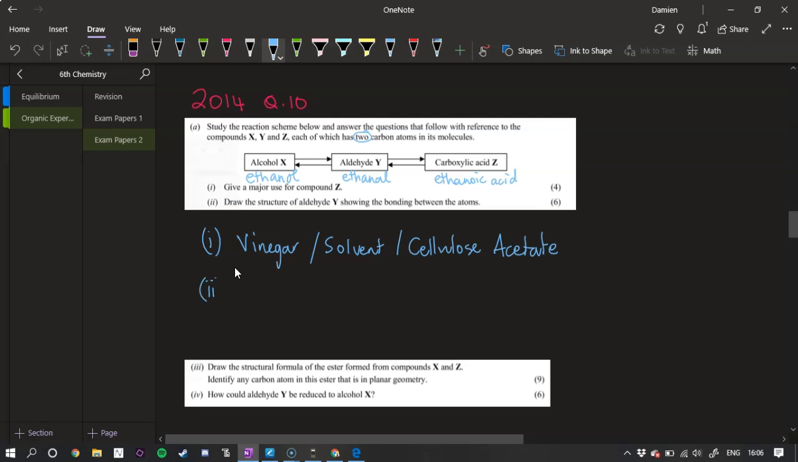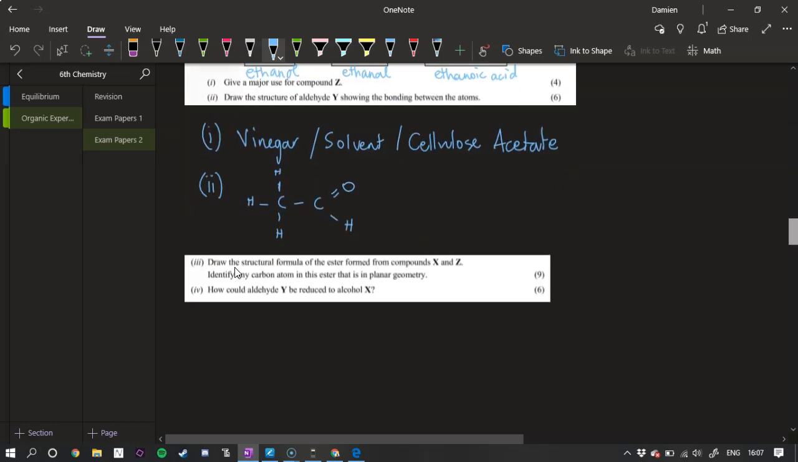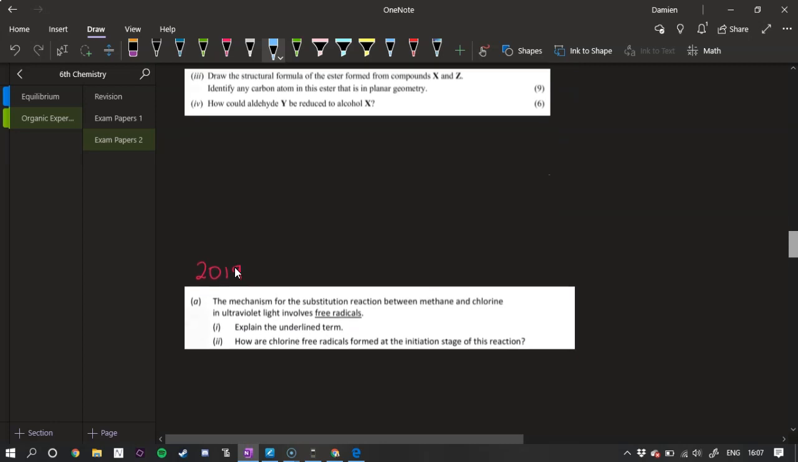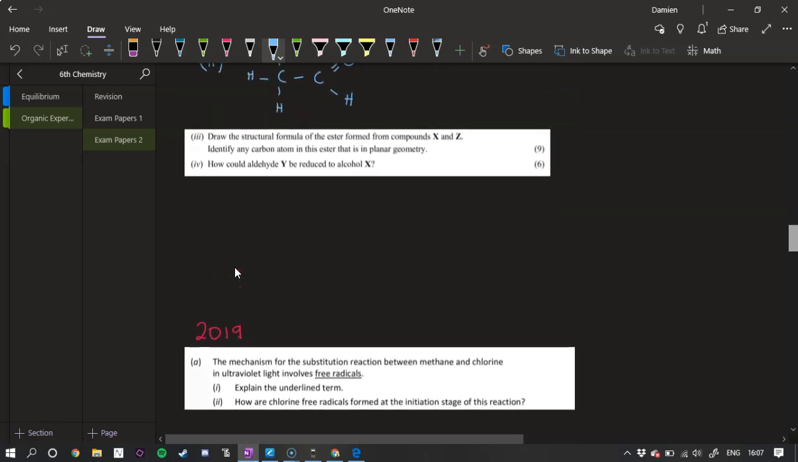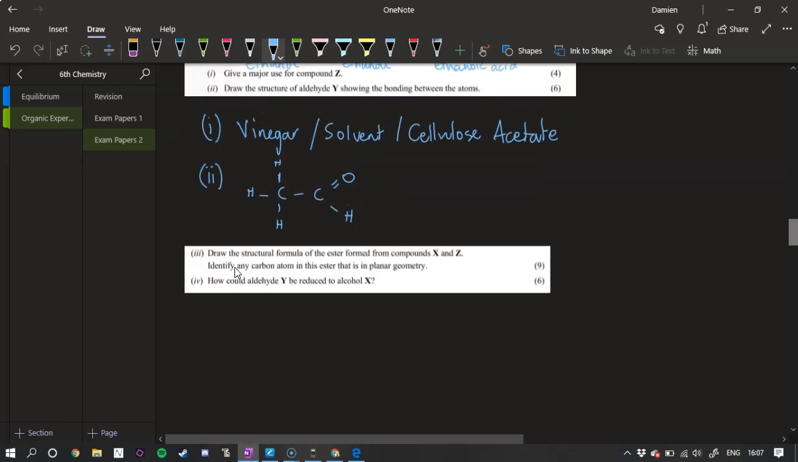Part 2 then. Draw the structure of aldehyde Y, showing the bond between the atoms. So you've got to draw the aldehyde. So C double bond O and then a H. And if it asks you to draw the structure, do fill in the H's. You don't have to put in the H per se, but you have to put in the bonds around it. Just make sure that's done properly. And that is it.